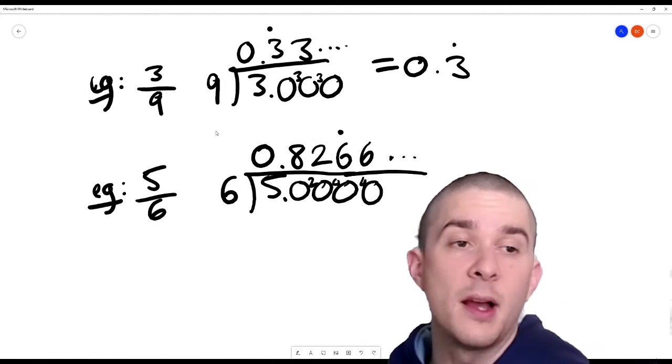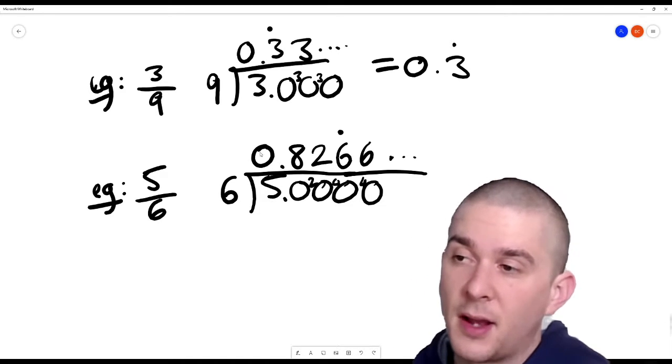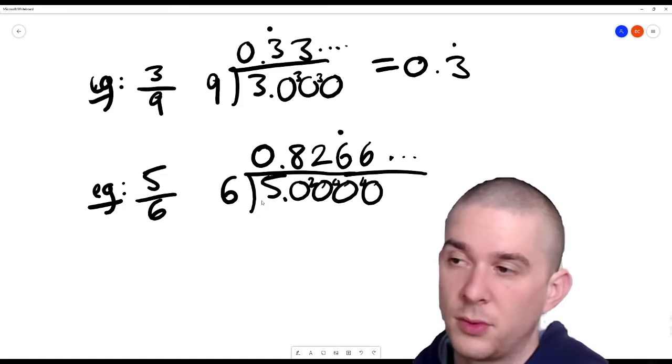Last one, 5/6. So 5 divided by 6, 6 goes into 5 0 times. We put our decimal points. 6 goes into 50 8 times, that's 48. So a remainder of 2. 6 goes into 20.